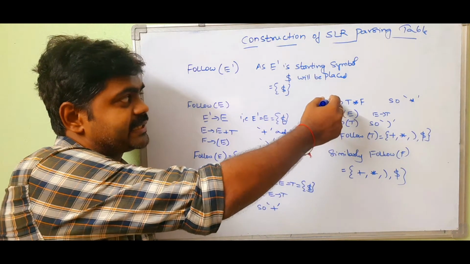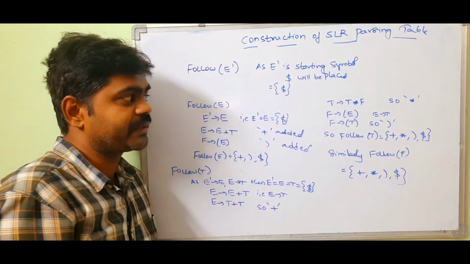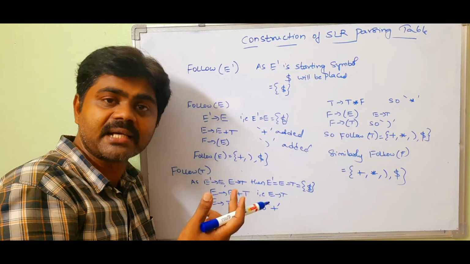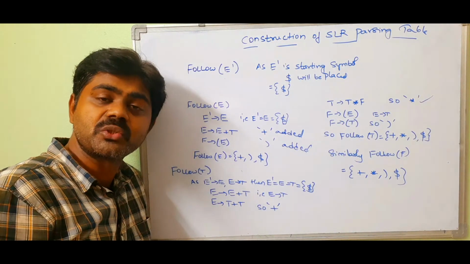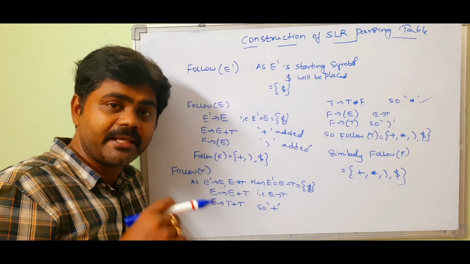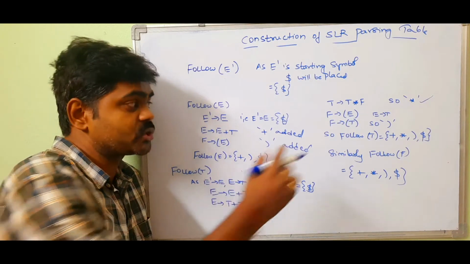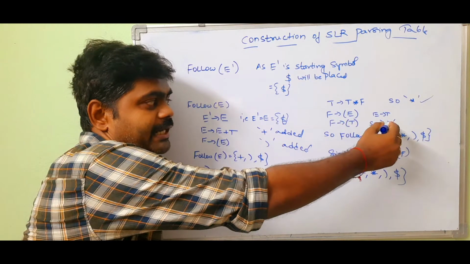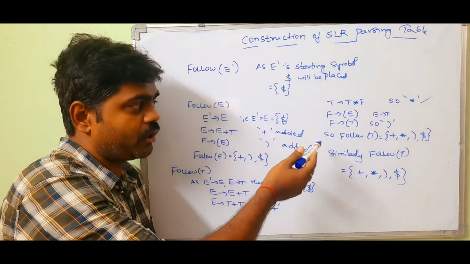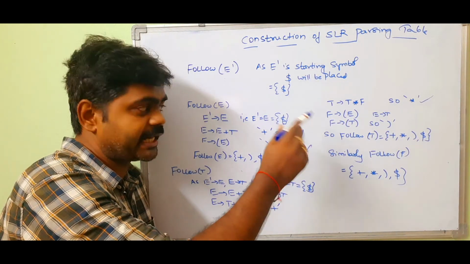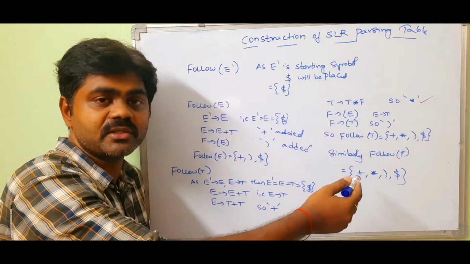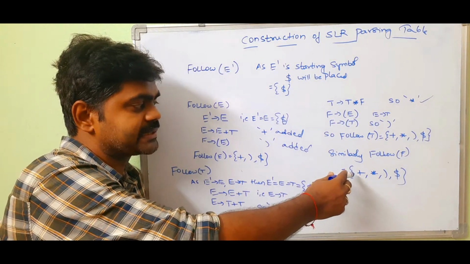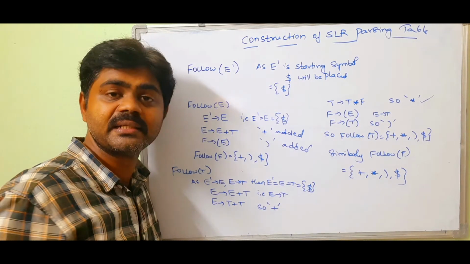Next we have T tends to T into F. After T we have star, so add star. Next we have F tends to E in brackets. In the place of E I can substitute T, so after T I am getting right parenthesis, so add right parenthesis also. So finally follow of T equals plus, star, right parenthesis and dollar. In a similar way we can construct follow of F, so follow of F equals plus, star, right parenthesis and dollar.